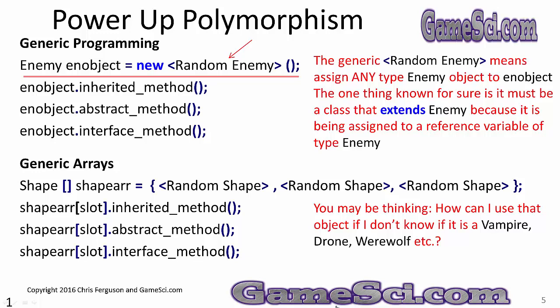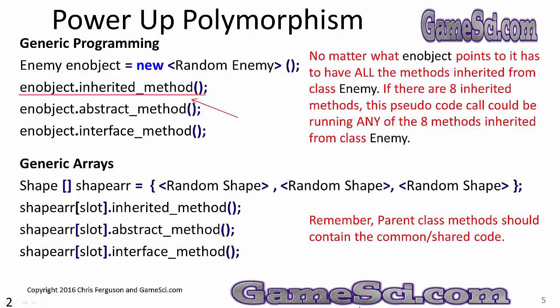You may be thinking, how can I use that object if I don't know if it's a vampire, drone, or a werewolf? No matter what enObject points to, it has to have all the variables and methods of class enemy because it's type enemy. If there are 8 inherited methods, this pseudocode call could be running any of the 8 methods inherited from class enemy. Remember, the parent class method should contain the common or shared code.